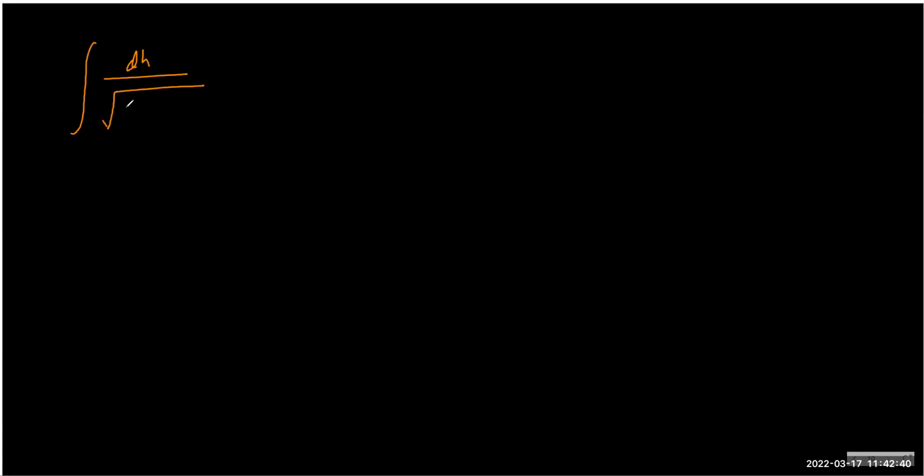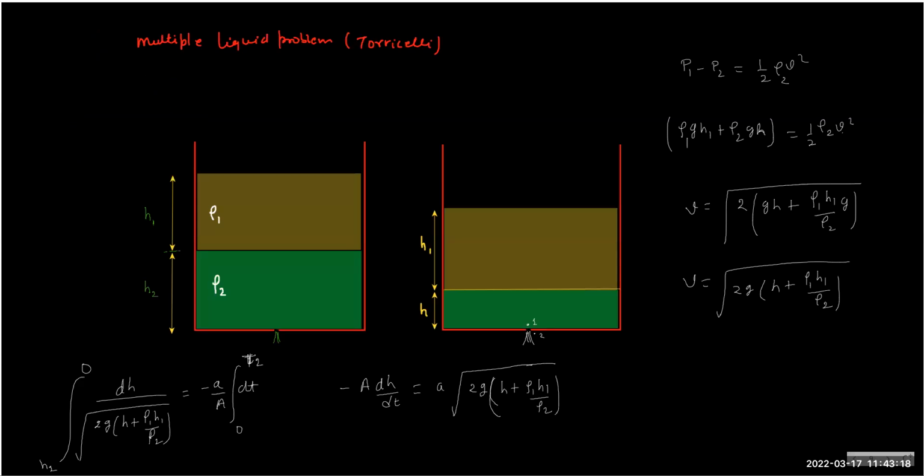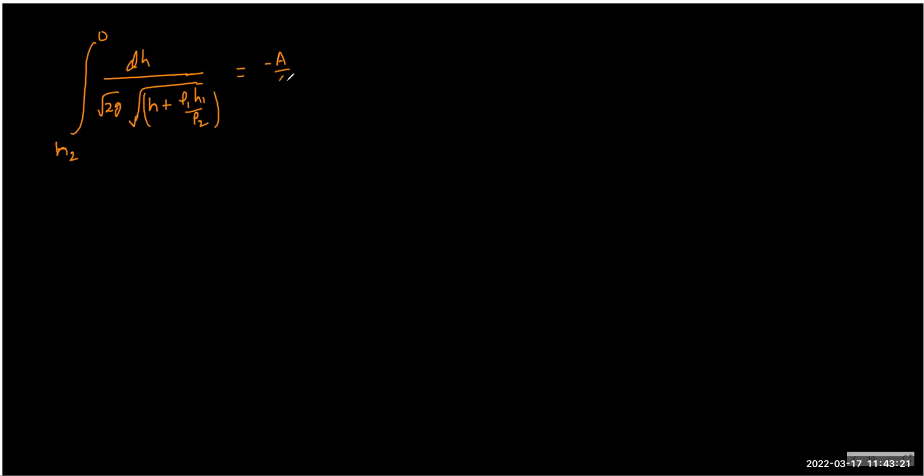So root 2g is common, so I can check as well. Root 2g and it's like h plus some constant. You can just think of it as a simple constant. So this is rho 1 h1 by rho. What you have failed to do is recognize the variables and constants and then how to do the sum.